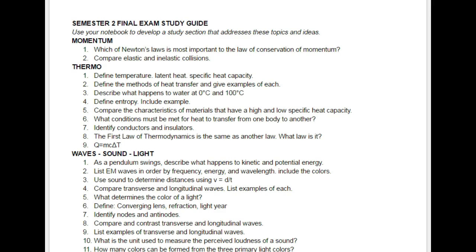Use sound to determine distances using velocity is equal to distance divided by time. So if you know the time it takes for something to echo and that sound moves at 340 meters per second, you can calculate the distance.